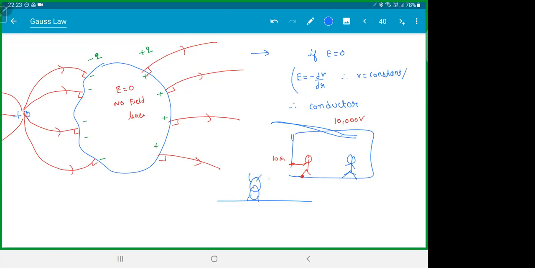That is the reason when a crow is sitting on a high tension cable, it doesn't die. That doesn't look like a crow, but yeah. So when a bird is sitting on a high tension cable, why doesn't it die? Because both the points of the wire are at the same potential. That's why birds don't die when they sit on that high tension cable.